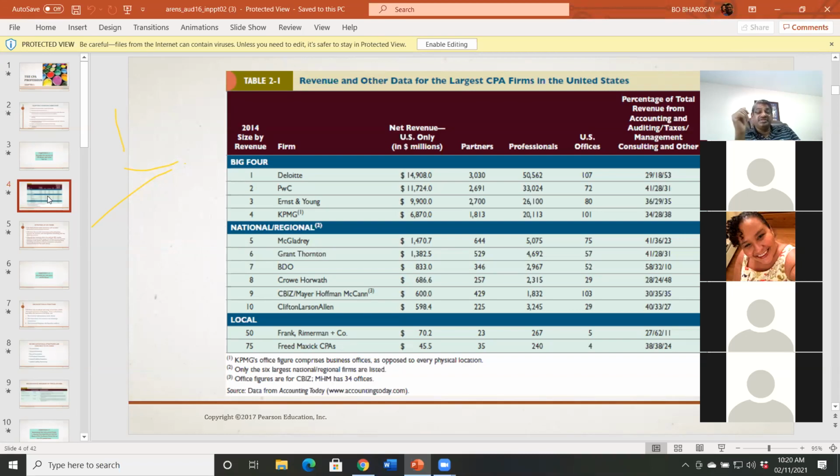In addition to these top 10 accounting firms, there are some local or regional firms. A local firm, you may have a firm that is probably just catered to Queens or New York City or New York State or the tri-state area or the Southeast United States or the Northeast United States. These are all regional firms. If it's just catered to Queens, it's a local firm.